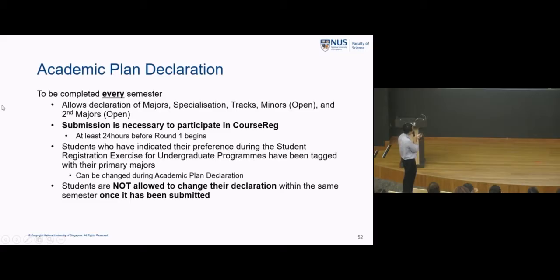I think I've mentioned this. The APD process is done before the start of every semester, and you must have completed it before you start registering for courses. If you do not complete your APD process, you will not be able to access CourseReg and the many wonders of CourseReg. Okay, so make sure you complete your APD process.